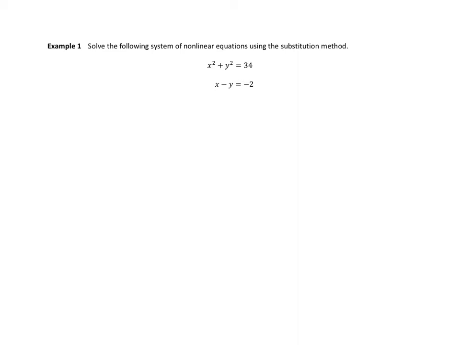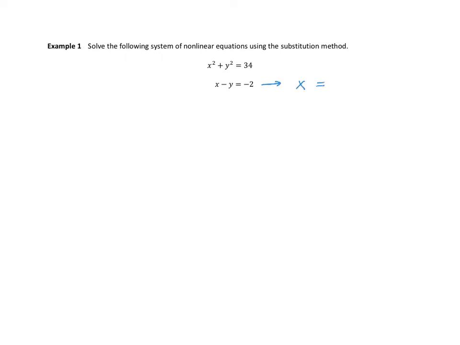Okay, in example 1, I want to solve this system of nonlinear equations, again by using that substitution method. So the second one is a line. This first one is actually the equation of a circle. I think what I'll do is solve the second equation for x, because I can add y to the other side, and I'll plug that in place of this x here. So that's my strategy. This is not the only way to do it. It's just the first thing that occurred to me.